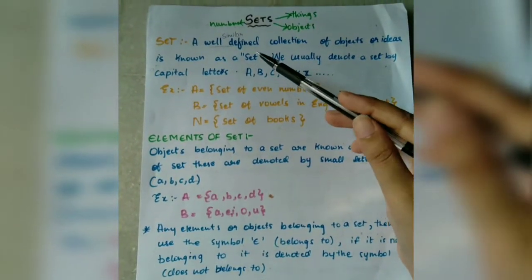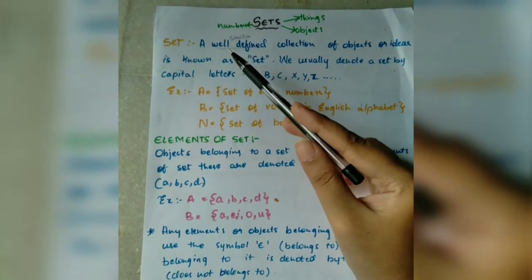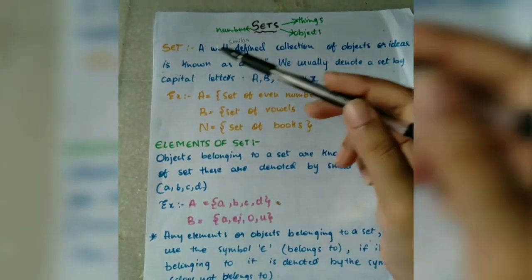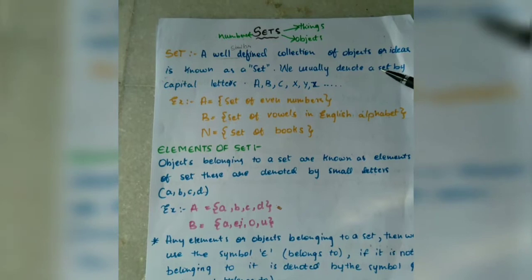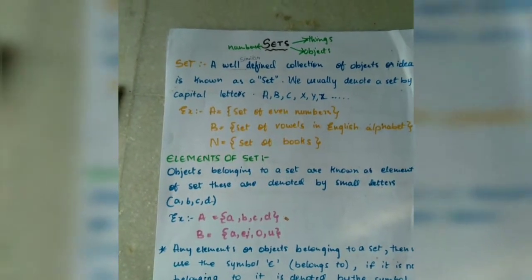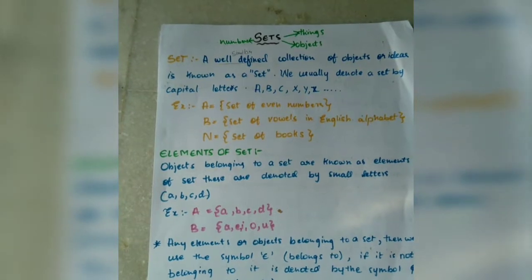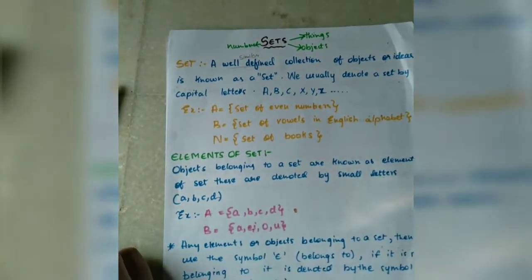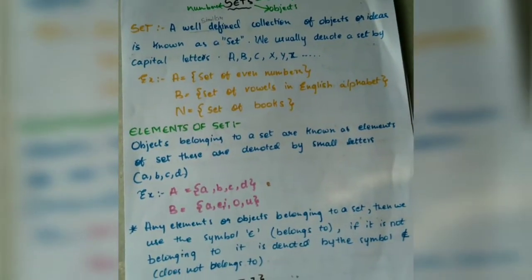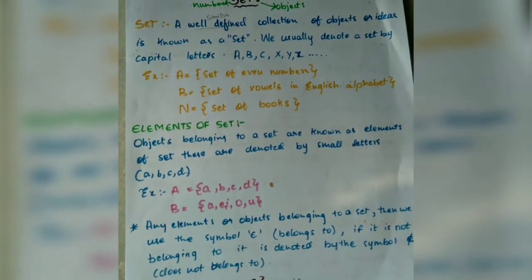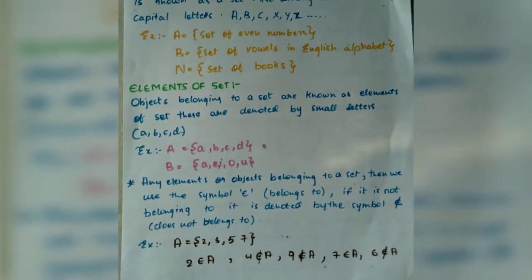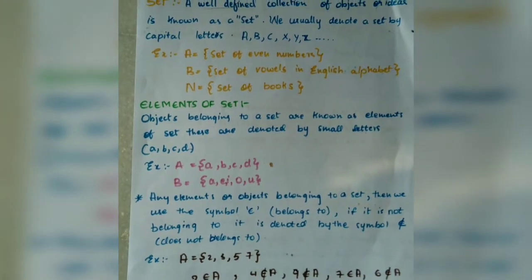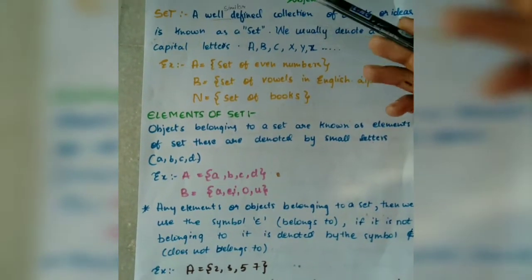First, we will start with set. What is meant by a set? A similar collection of objects or ideas is known as a set. We usually denote a set by capital letters. So, a set is similar. We can't take different elements in a set. We should take similar things in a set, like a set of erasers, a set of pencils, a set of sharpeners. We don't take numbers in that. So, any collection of things is known as a set. The things in a set might be things or objects or numbers.